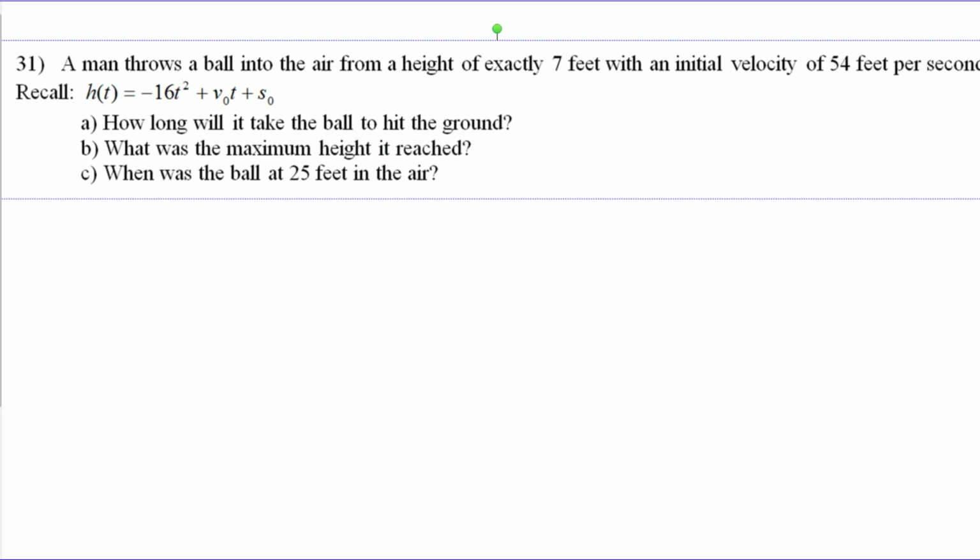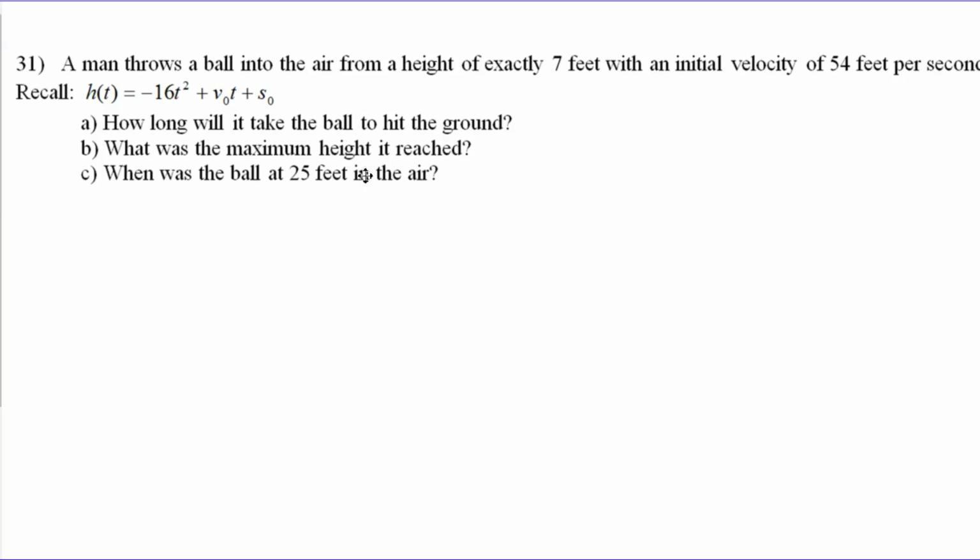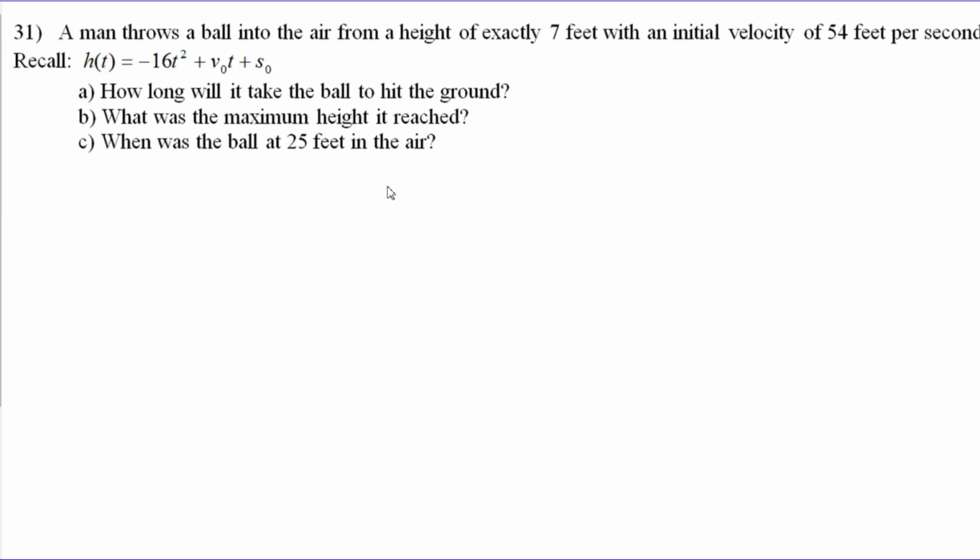All right, moving along. It's saying a man throws a ball from a height of 7 feet and an initial velocity of 54 feet per second, and they're giving us a formula, it's called the velocity model, right? And so they're asking us some questions after we do that. So let's start off with writing the equation that we're going to use to answer these questions. Our velocity is v sub 0. So I'm going to say h of t, which remember this is the height at some time, is negative 16t squared plus 54t, where 54 is my v sub 0, plus my s sub 0, which is my initial height, which is 7.